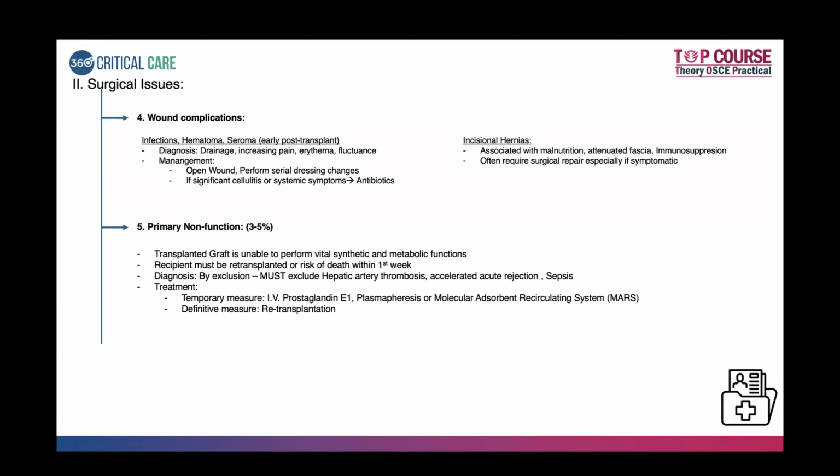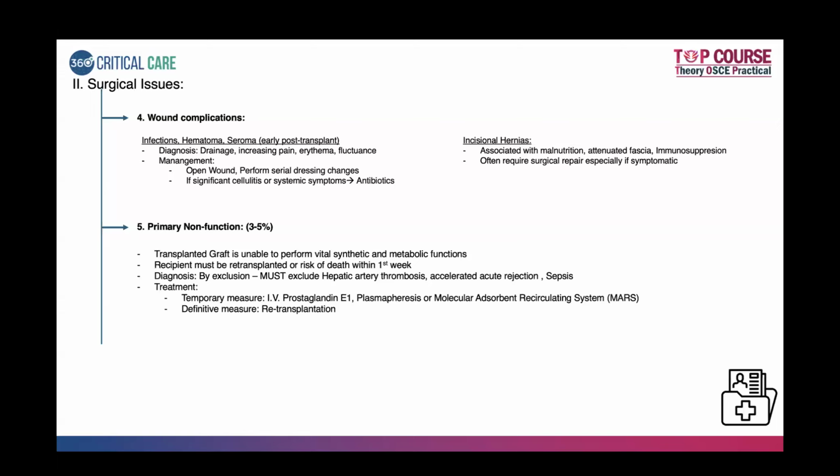One thing I want to make clear is that primary non-function and rejection are not the same. They are two totally different terms. In primary non-function, a transplanted graft is unable to perform vital synthetic and metabolic functions. The recipient must be retransplanted or the risk of death is likely within 1 week itself. The important thing is that it is a diagnosis of exclusion. You need to exclude hepatic artery thrombosis, accelerated rejection, and sepsis first. The other complications have to be ruled out before you come to a final conclusion that it is a primary non-function.